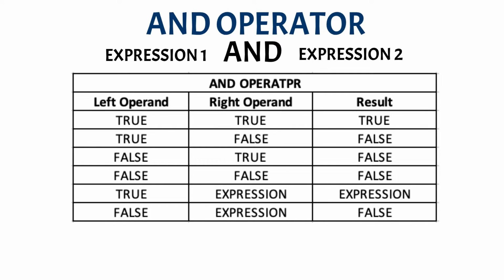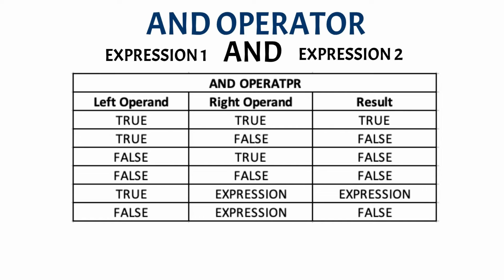And if your operand 1 has the result as false and your right operand has the result as true, then your output will be false. And if the expressions on both sides of the AND operator are false, then again the result will be false. Now these two rows are a little different. What it is saying is, if your left operand returns true and the right expression returns not a boolean value but, for example, an expression, in that case you will get the expression itself as the output.